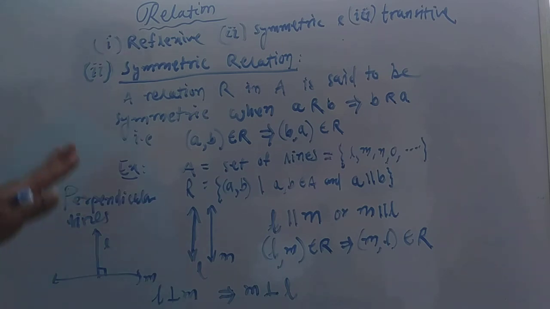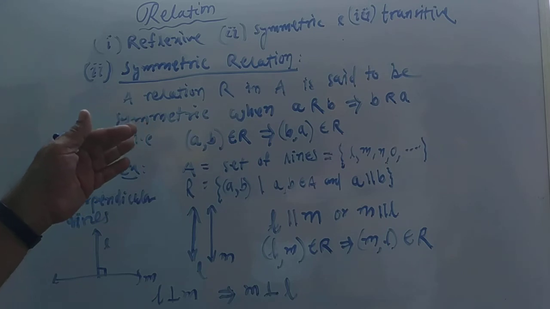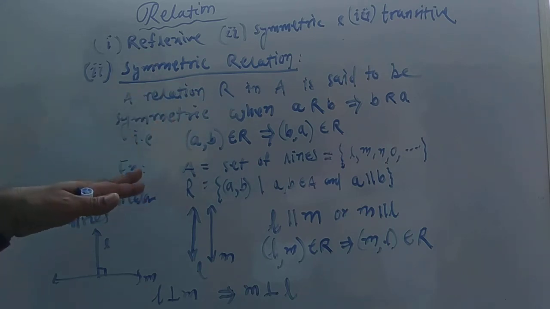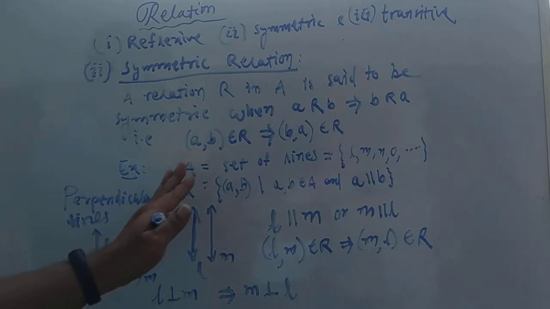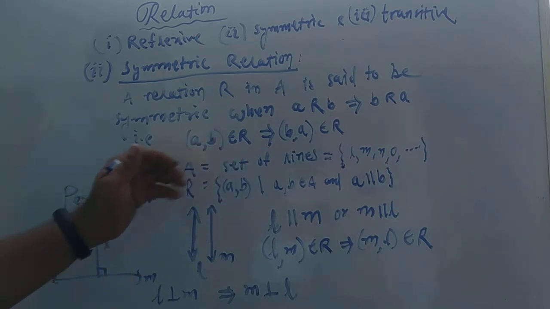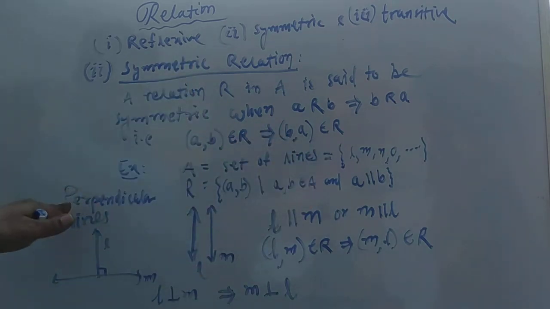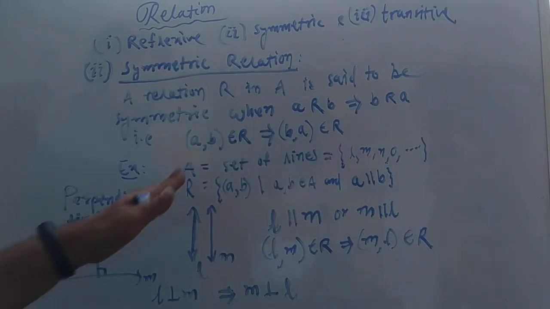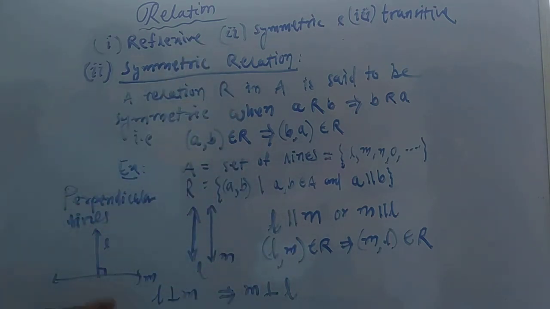Okay, so once again I am repeating, symmetric relation, a relation R in set A is said to be symmetric when (A, B) belongs to R implies (B, A) belongs to R. Okay, so here I have given two examples, set of lines defined by two relations, one is parallel to each other and another perpendicular to each other. So in case of parallel it is symmetric, in case of perpendicular that is also symmetric.